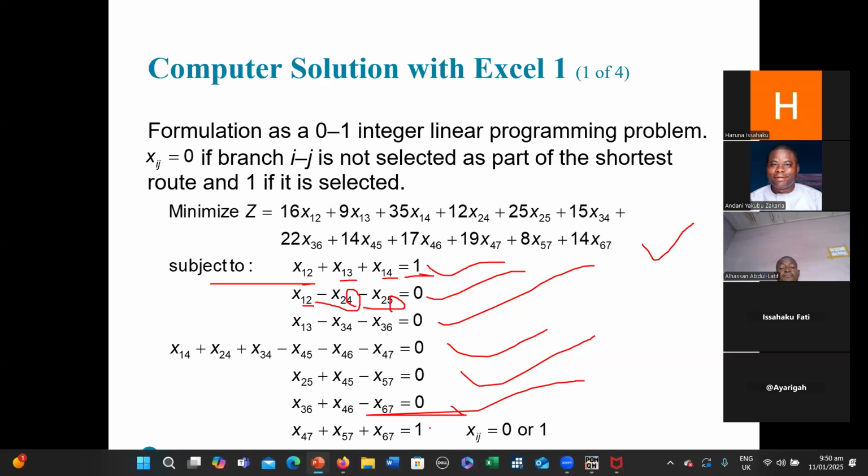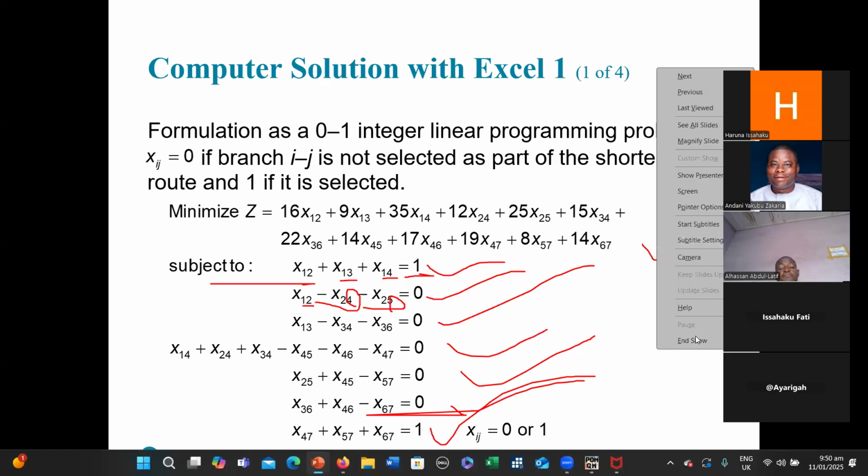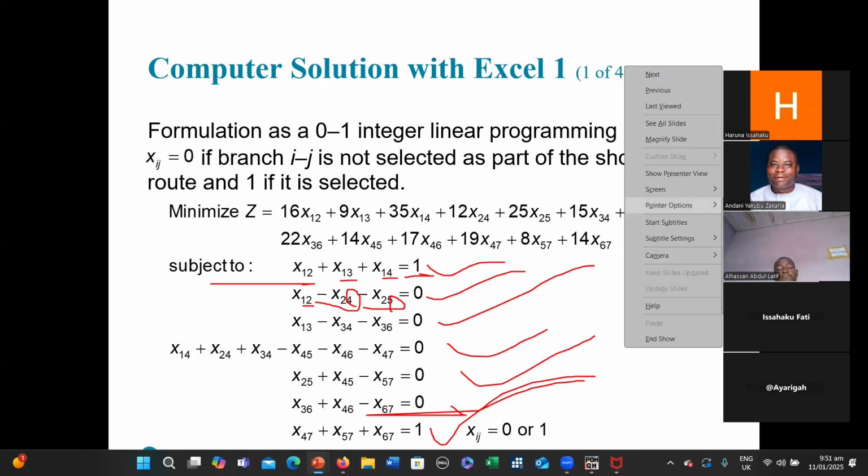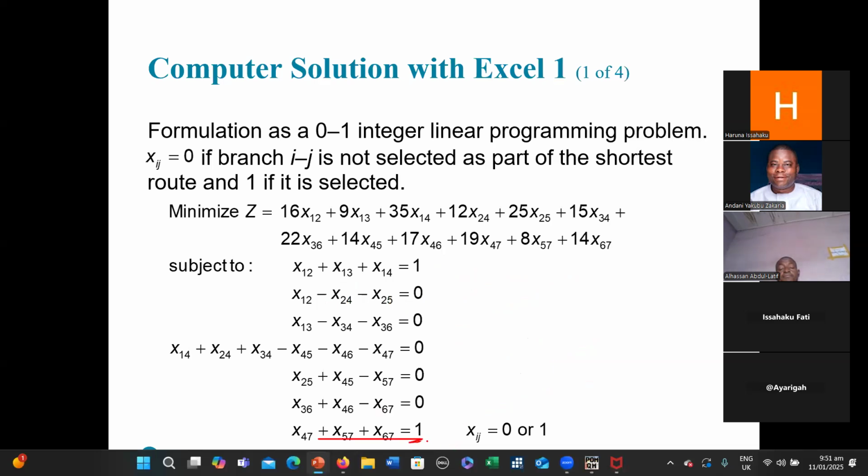Then node 7. You see that node 7 and node 1 are unique because nothing flows to node 1 and nothing flows out of node 7, because node 7 is the endpoint. So that's why you see them respectively being equal to 1. So this is for node 1, and this is node 7, the last one.